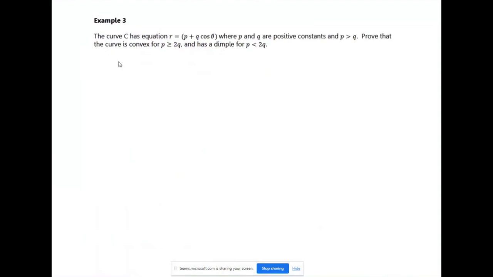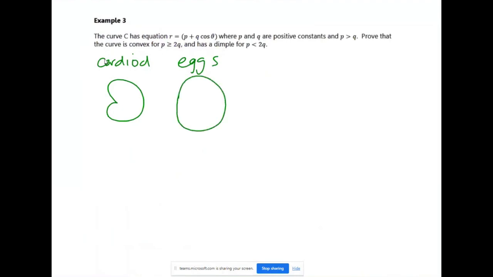Right, can I get you to have a quick look at example 3, which is talking about the eggs and dimples. If you remember back to the sketching lesson where I talked about cardioids and eggs and dimples, they're all very similar sorts of things. Cardioids look like this. Eggs look like this, a bit flatter here. And dimples look like this.